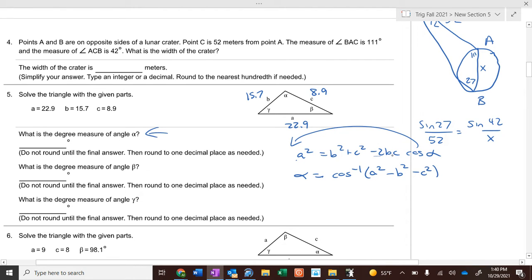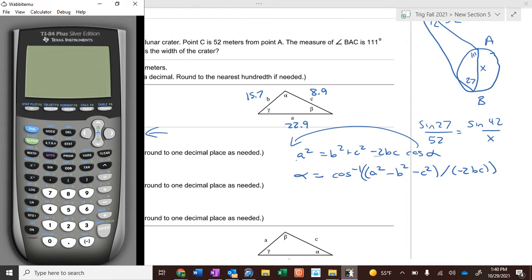And then what are you going to do with the negative 2bc? Well, you're going to divide it. So it's divided by, parentheses, negative 2bc. And then you need an extra set of parentheses in there to make it all work on your calculator. Okay? So once you do that, I'm going to throw these all in the calculator. Okay? So let's just clear. All right.